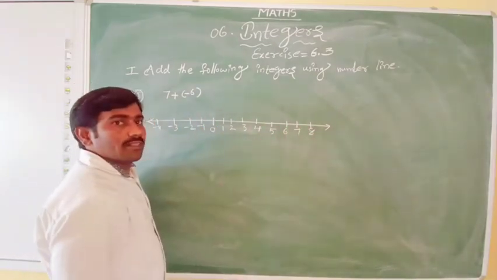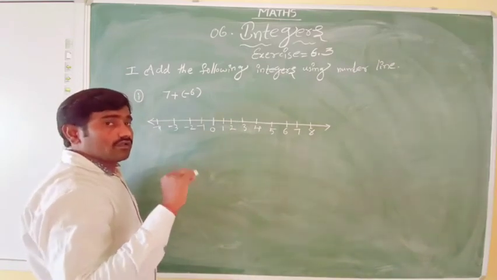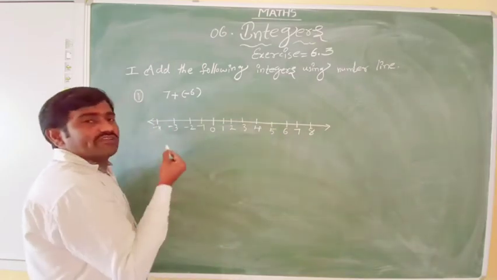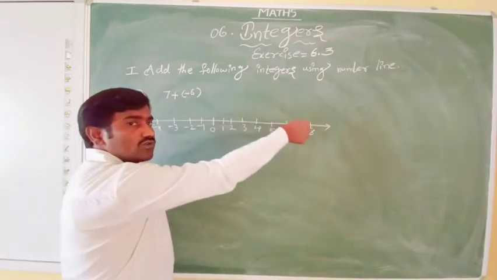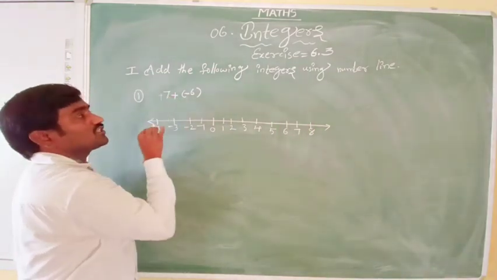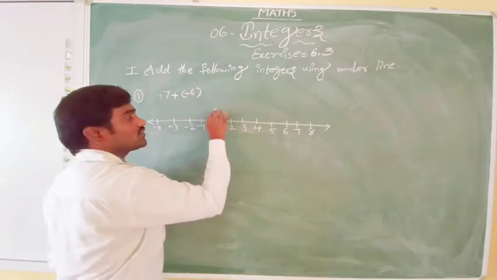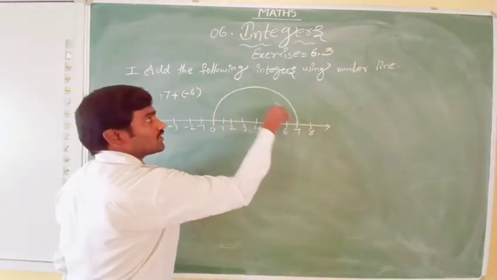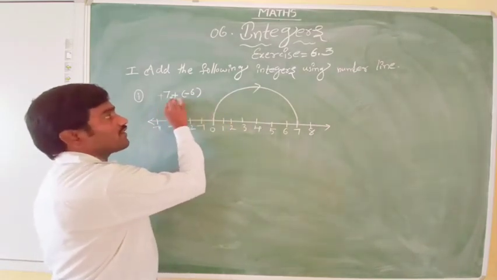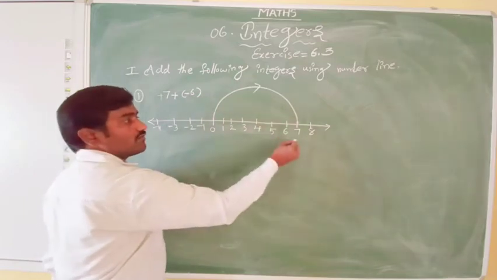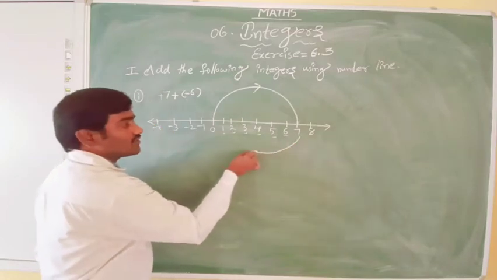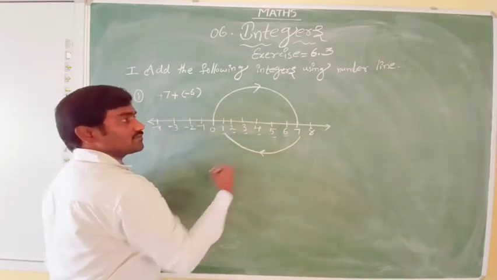Always remember, the positive numbers are represented on this side. When you say minus, you have to move to the left side. When you say plus, you have to move right. So 7 has no symbol, so it is plus. Always start from 0 and go to the 7th step. From there, minus 6, you have to come back: 1, 2, 3, 4, 5, 6 steps.